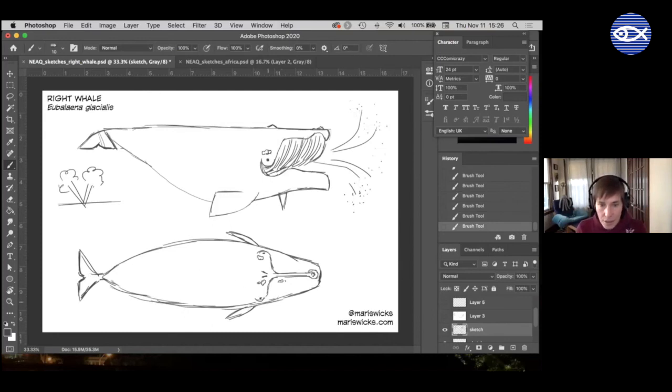Now, the New England Aquarium has been studying and working on conservation with right whales for over 40 years. And part of that reason is because right whales are critically endangered. So that means there's not a lot of them, and we need to protect them because there's not that many left. There's under 350 North Atlantic right whales left on this planet. 350 is not a lot.